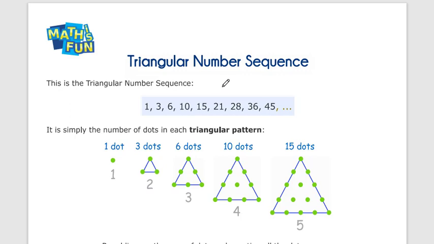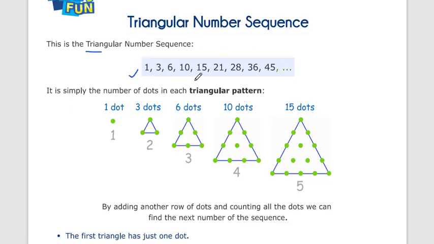We discussed this in our first lecture of sequence and series, the different types of sequence and series like arithmetic, geometric and triangular. In that lecture we discussed the basics of the triangular number sequence. The triangular number sequence is 1 3 6 10. So what is the pattern in the triangle? This is simply the number of dots in each triangular pattern.